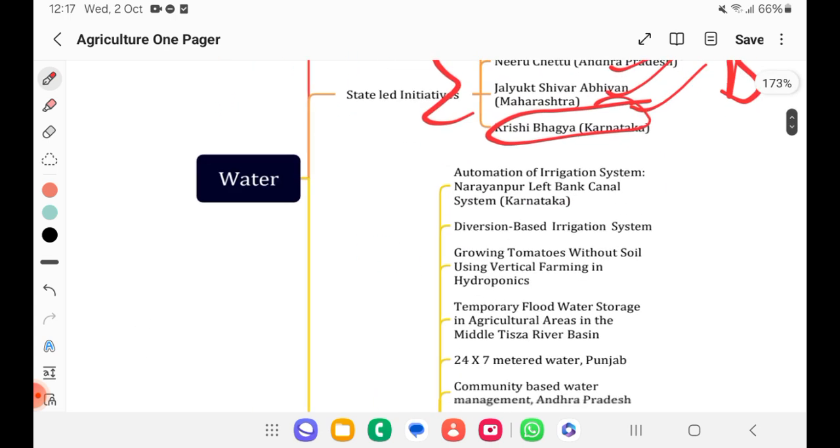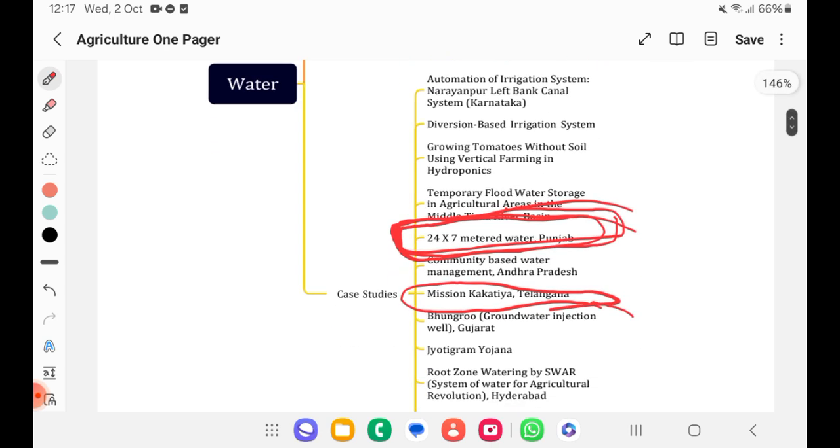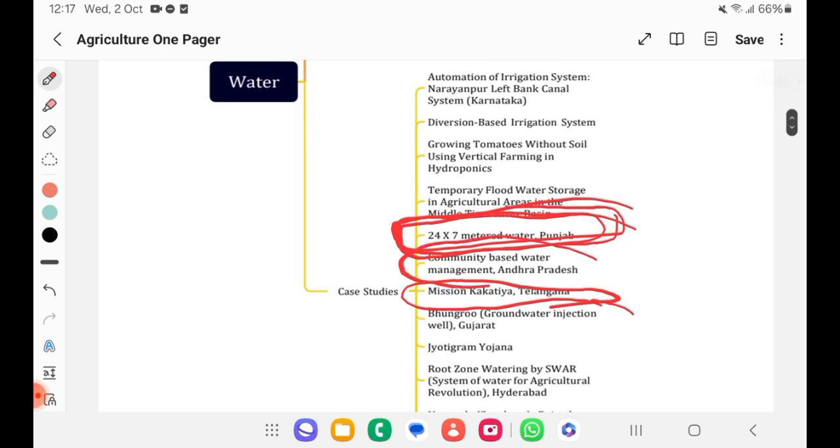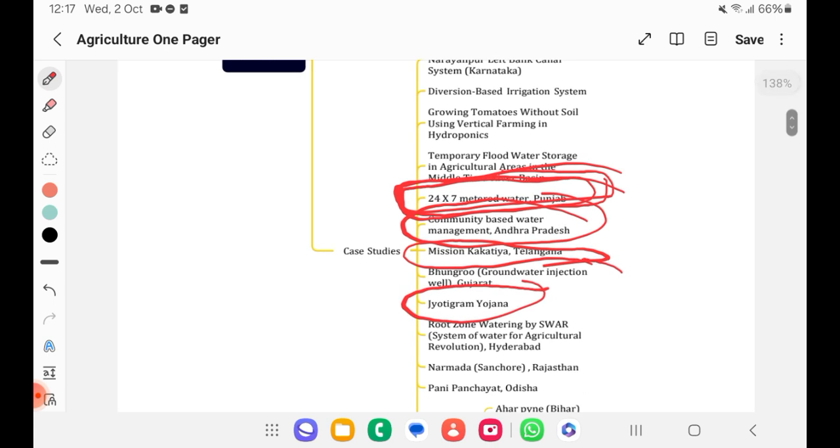So if you see case studies, you can at least remember one or two. We can easily remember this. 24/7 metered water in Punjab. So there is something called metered water in Punjab. Just have a look into it. Then we have Mission Kakatiya, which we already read. We can mention this. Then community based water management in Andhra Pradesh, Jyoti Gram Yojana. You can take any of those. I am just saying it for easiness.